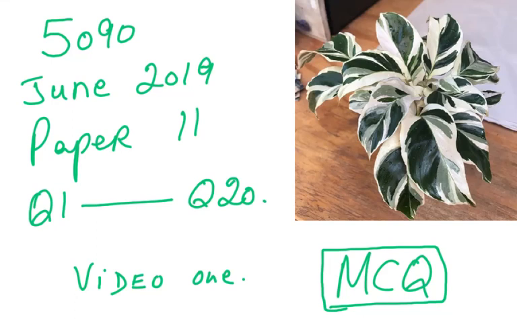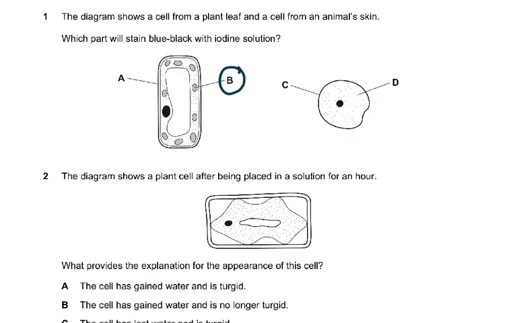Bismillah ar-Rahman Rahim. We start with 5090 June 2019 paper 1-1, and in this video we shall discuss question 1 to question 20. Now let's start with question 1.